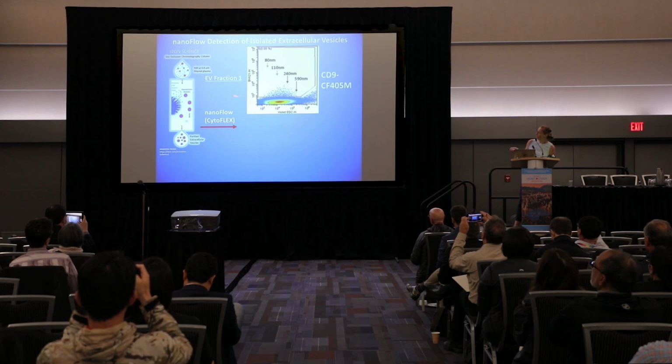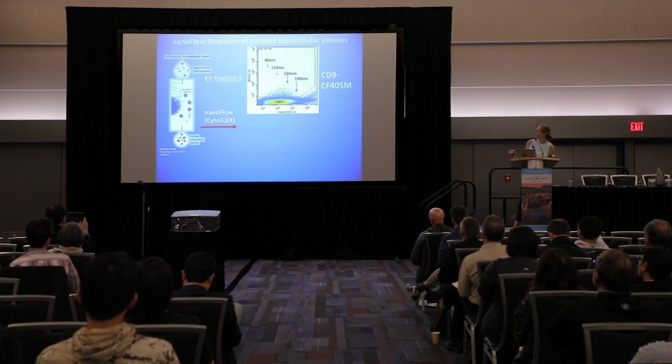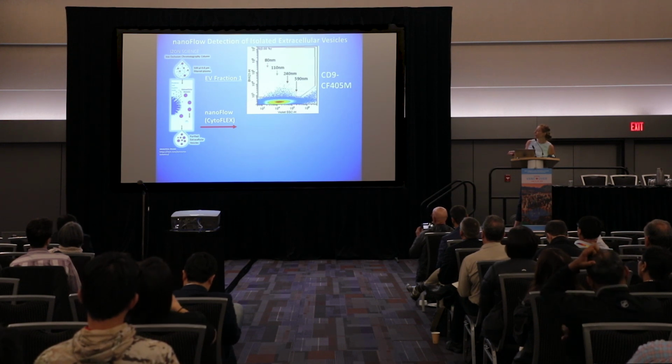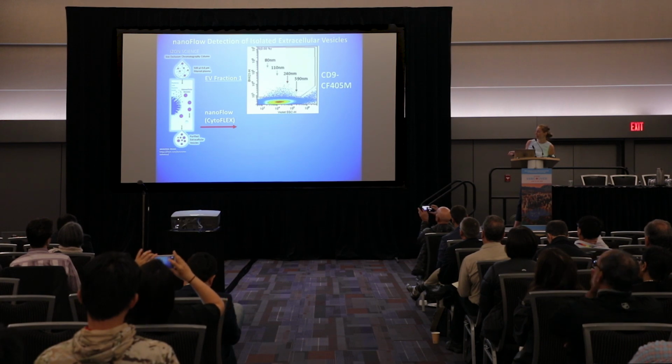And you can see here that this is in our first fraction that we collect, the larger EVs, and here's where they run on the flow. Once again, remember these are beads that we calibrated with, so the refractive index of these might be slightly different.